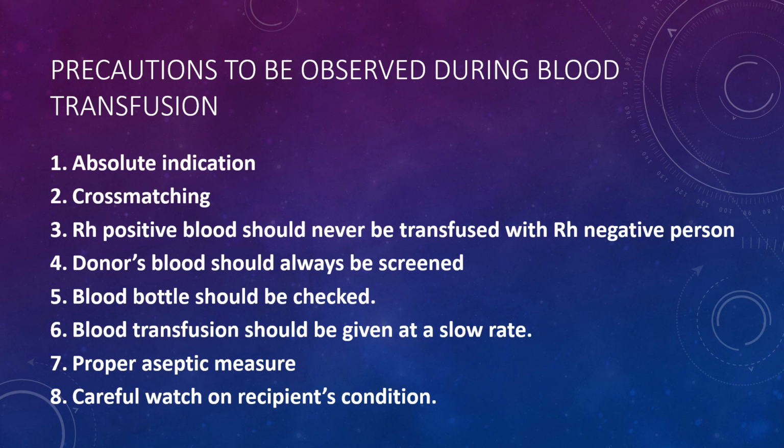Careful watch on the recipient's condition. When you do blood transfusions, you should be very watchful, particularly in the early phase of the transfusion. You check the vitals of the recipient: the blood pressure, the pulse, and the respiratory rate should be stable. If you see any kind of transfusion reaction, you stop the blood transfusion and give the symptomatic or supportive measures required to stabilize the patient.